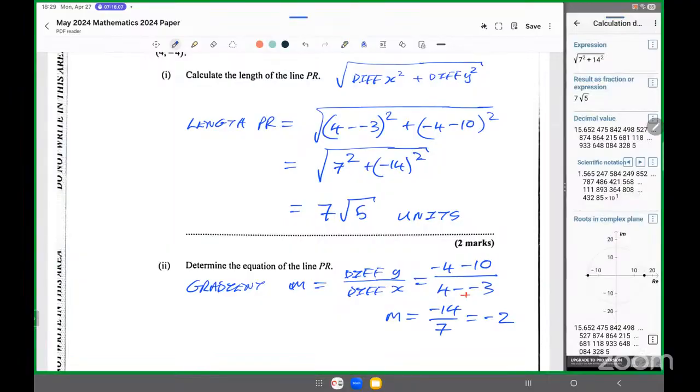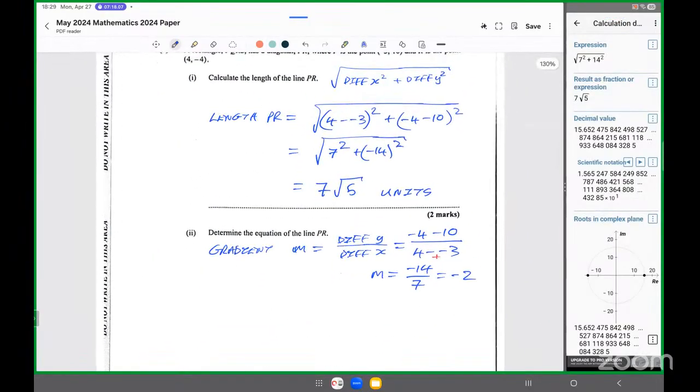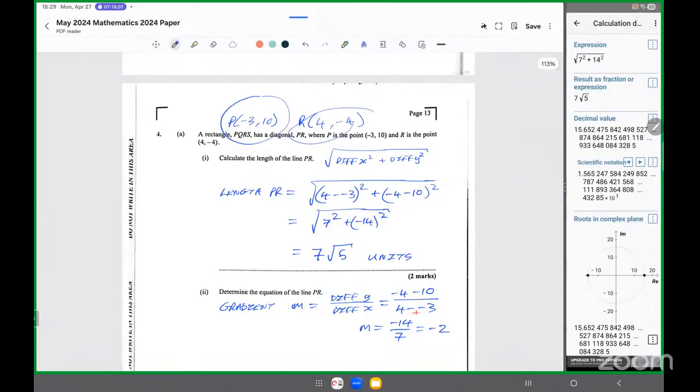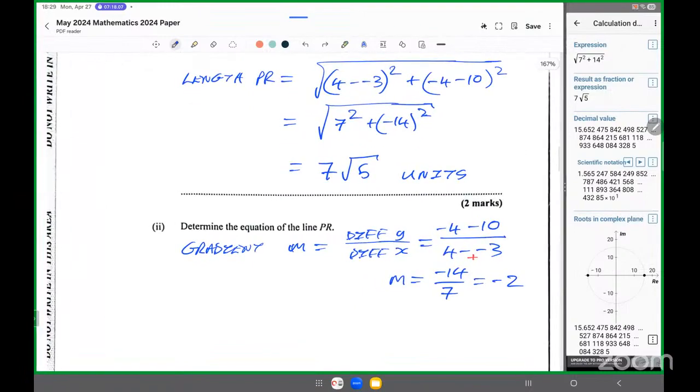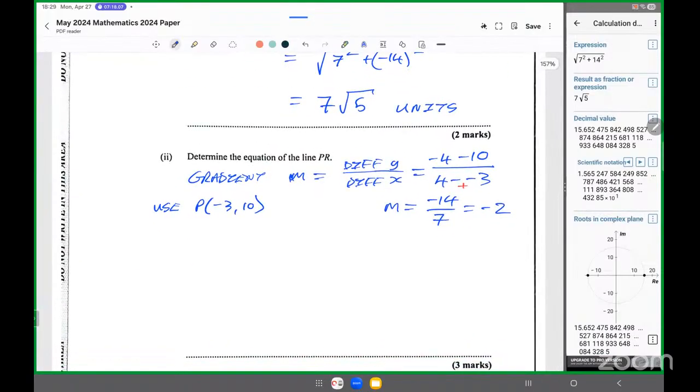All right? Now the line passes through these 2 points. You can use any one of them you want. Let's say we're using the point P, which is negative 3, 10, to get the equation. You need a gradient and a point. Then the equation is going to be y minus the y value at P equals the gradient times x minus the x value at P. That will give you the equation straight.